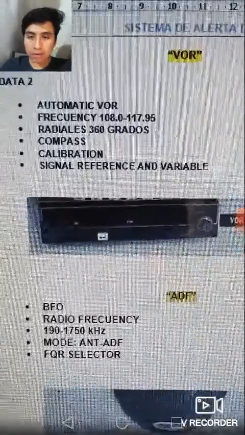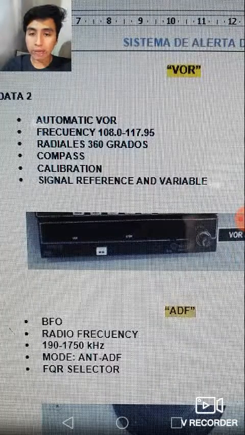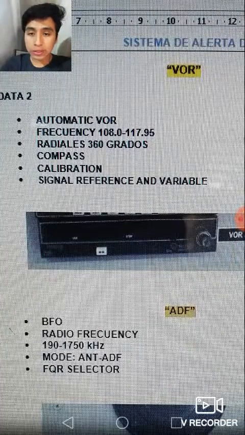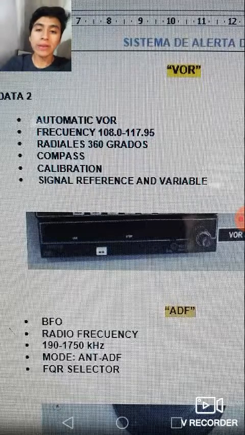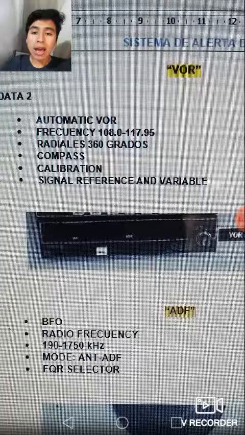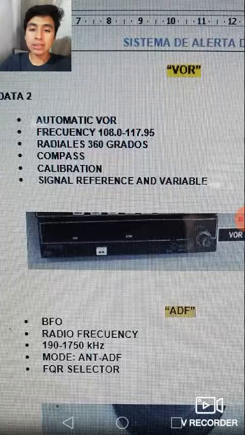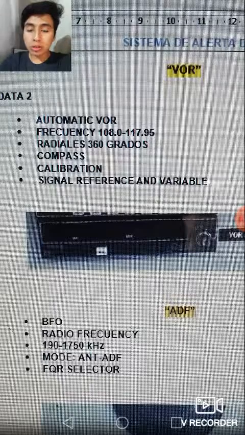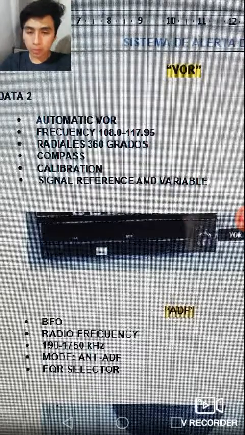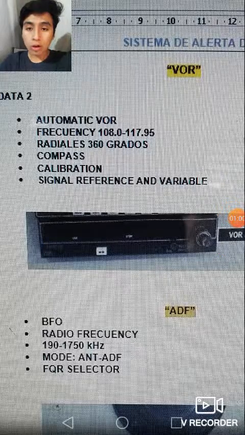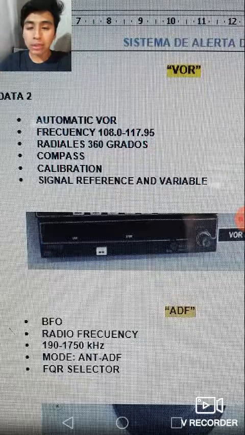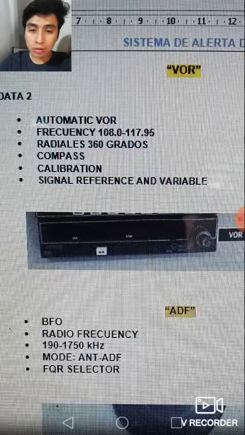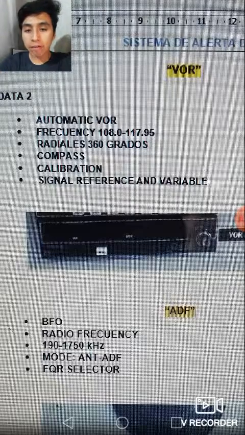Okay, I have this data out for manual frequency: 108.0 until 117.95, and it uses a compass for reference about non-magnetic north. It is necessary to calibrate this because the non-magnetic variable changes each year, and there is a signal reference and a variable signal.